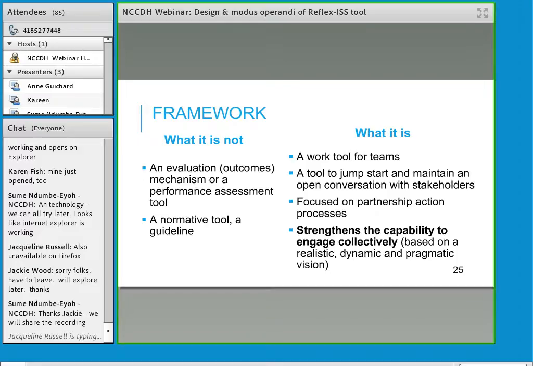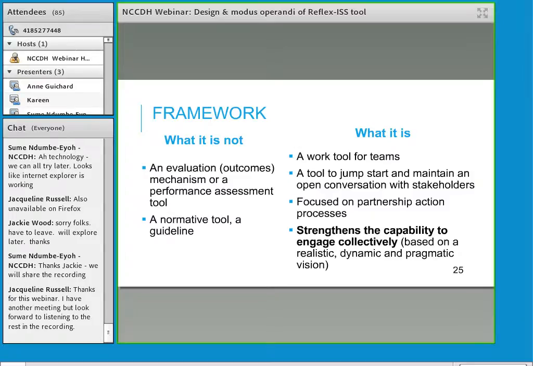Before concluding, a word on the framework of use. First, the Reflex-ISS is not designed to evaluate a team's outcome or a team's performance in addressing social inequalities in health. It is not designed as a normative approach or to give positive or negative marks to a team. It is not a guideline to follow to know what to do or how to do it.